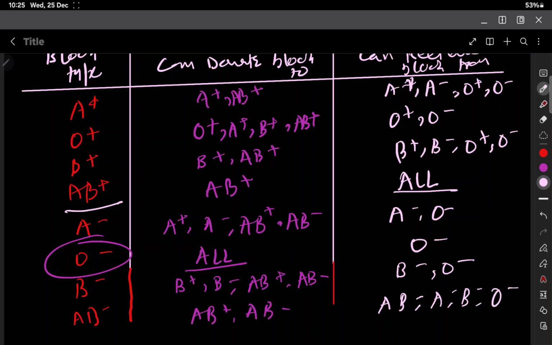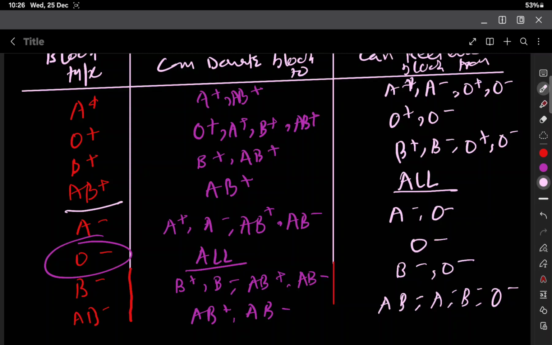So this is all about the transfusions, how the transfusions occur because of the RH system of blood grouping, because we have to consider it. Almost 85% of the population are RH positive and 15% of the population are RH negative. That's why we are considering this thing here.